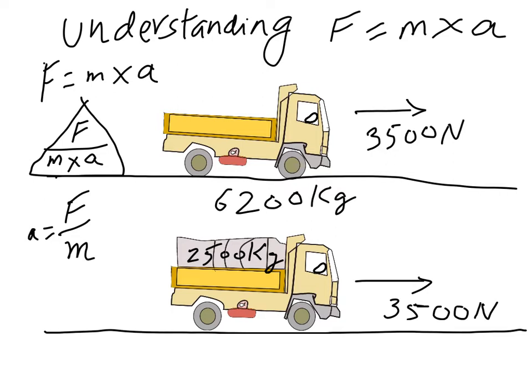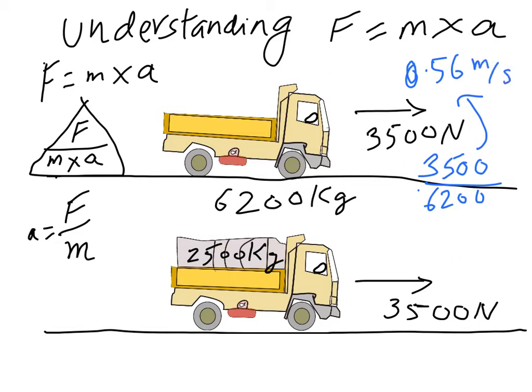3500 divided by the mass, which is 6200. For this truck, which is not loaded, you get an acceleration of 0.56 meters per second squared. As you remember, the unit for acceleration is meters per second squared from part 1.